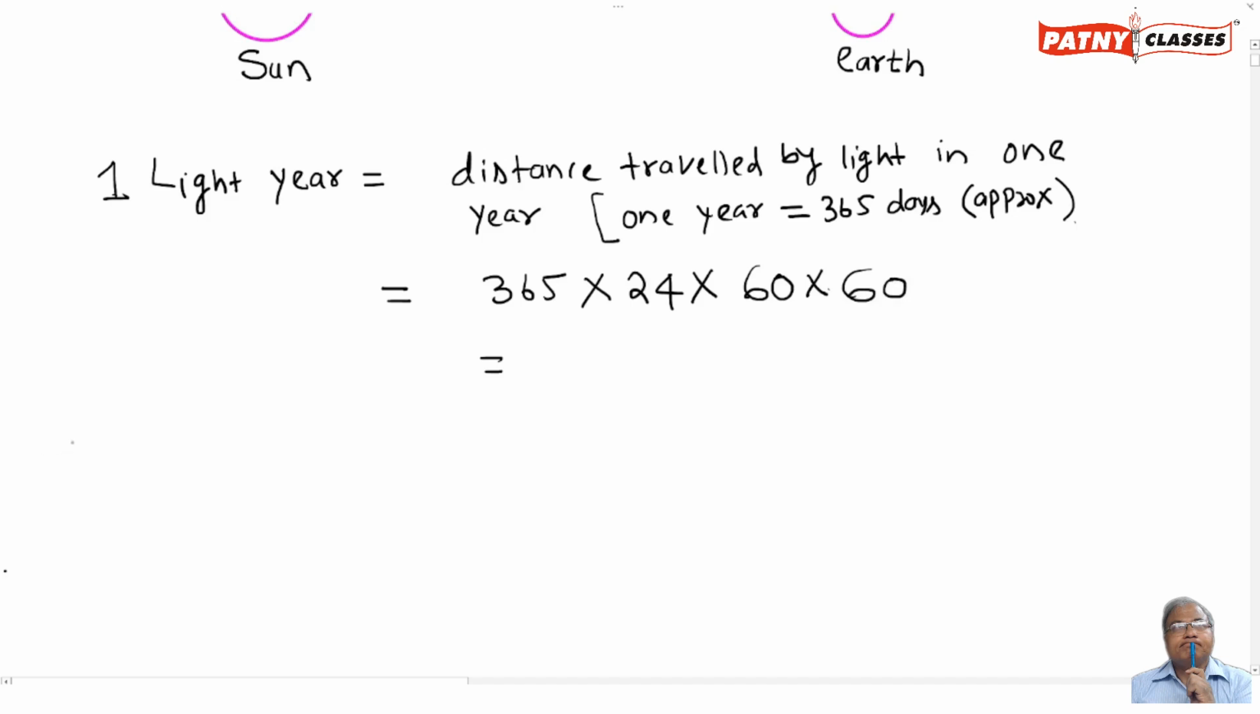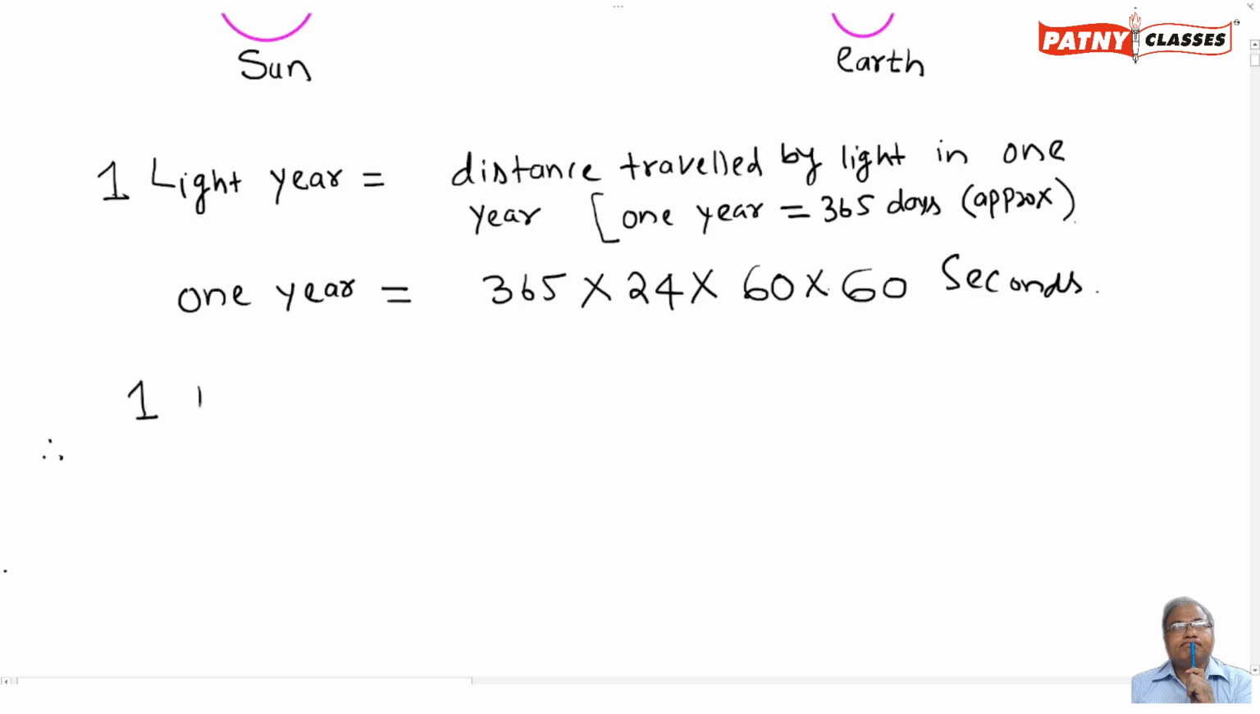And we already know that speed of light is equals to 3 into 10 raised to 8 meters per second in vacuum. So 1 year equals to 365 multiplied by 24 multiplied by 60 multiplied by 60, these many seconds.